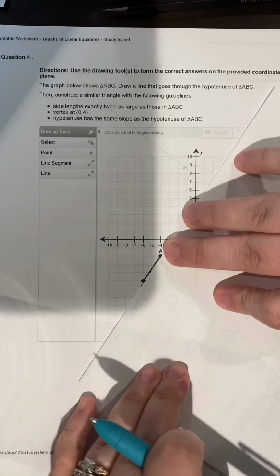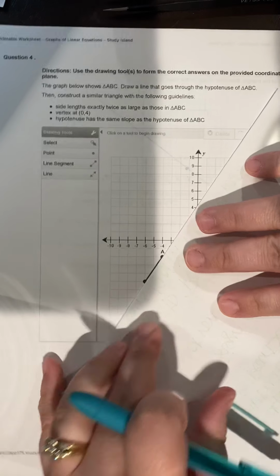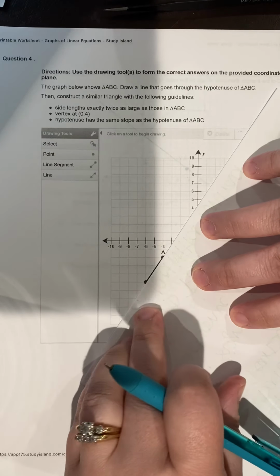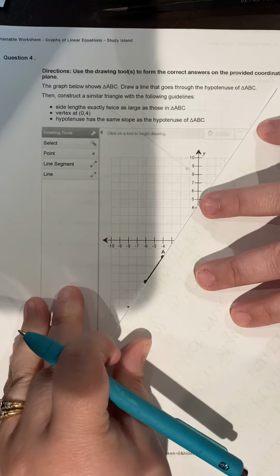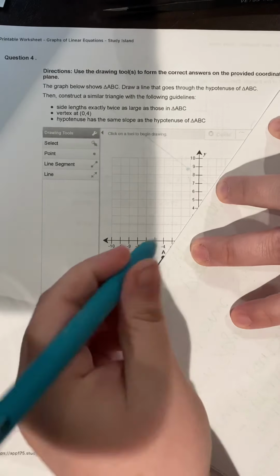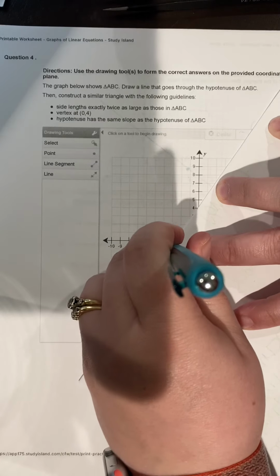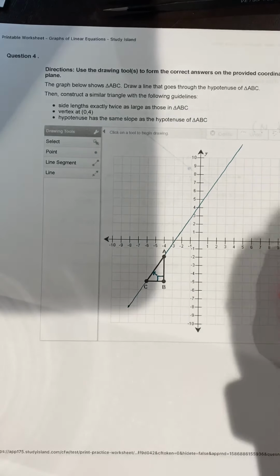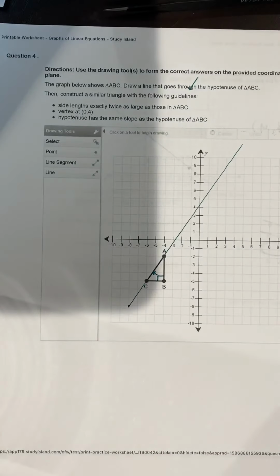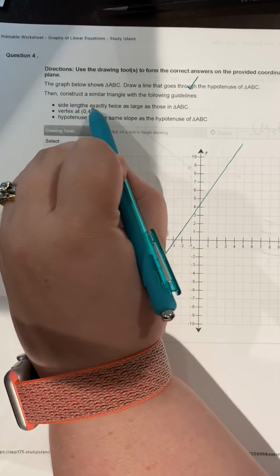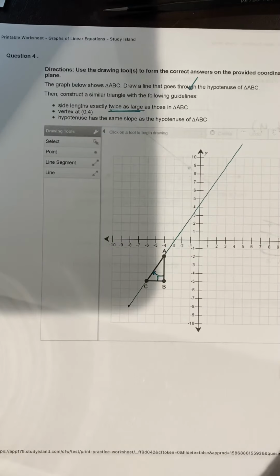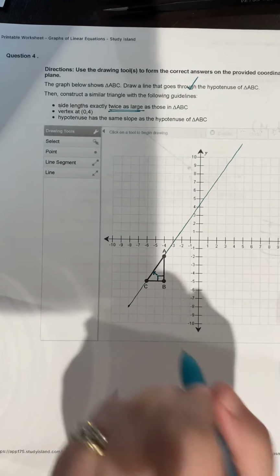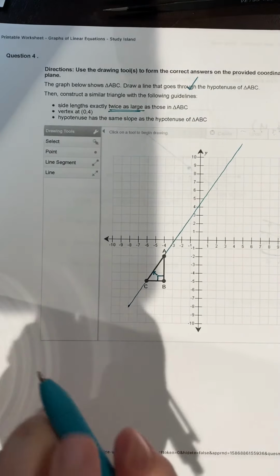So I'm going to extend this line out to the best of my ability. There we go. Alright, so there's my line extended out. Draw a line that goes through the hypotenuse. We did that. Now it says construct a similar triangle with the following guidelines. It needs to have side lengths that are exactly twice as large as ABC. So let's find out how big ABC is before we get the rest of our requirements.